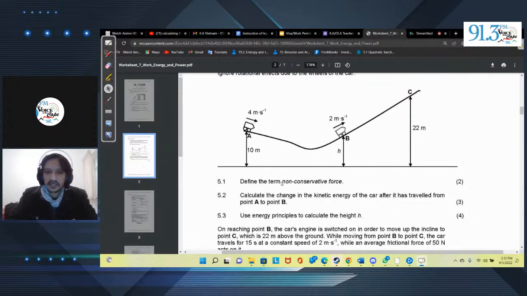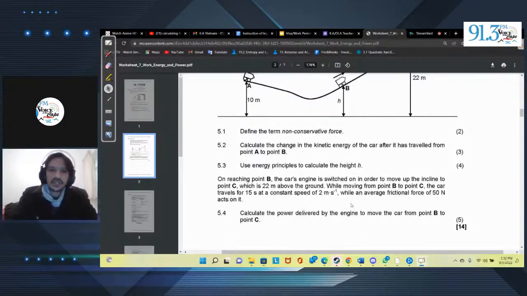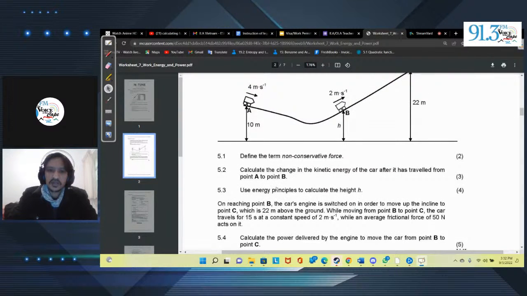5.2. Well, it's obvious that this is dependent on the path that it's taking, because friction is on the path and it's affecting the car. So of course it's non-conservative because you have energy being lost. Right? So 5.2. Calculate the change in the kinetic energy of the car after it has traveled from point A to point B.